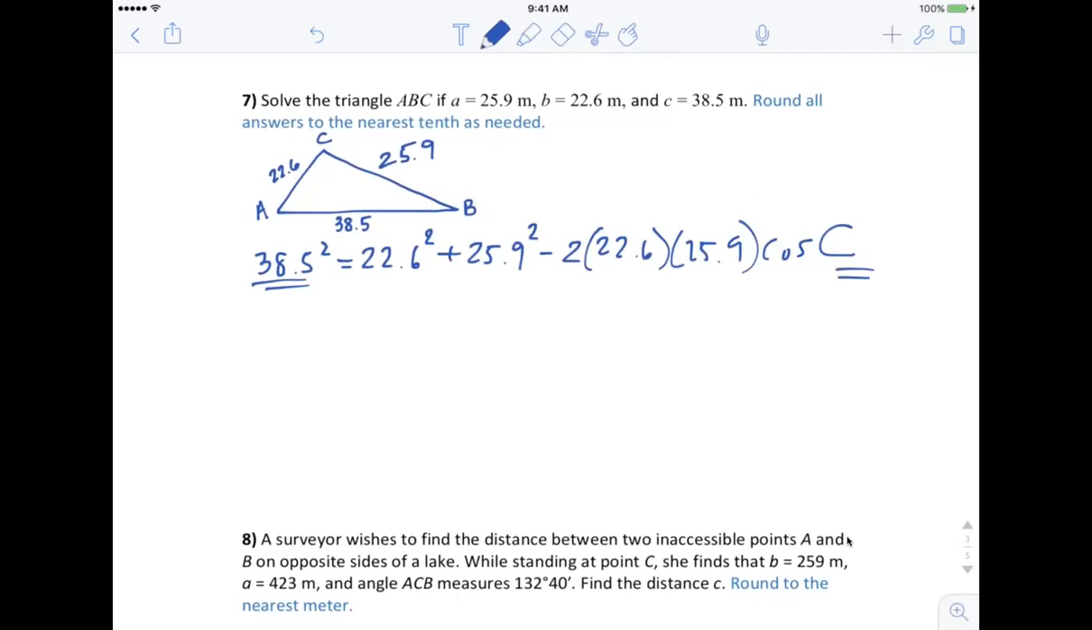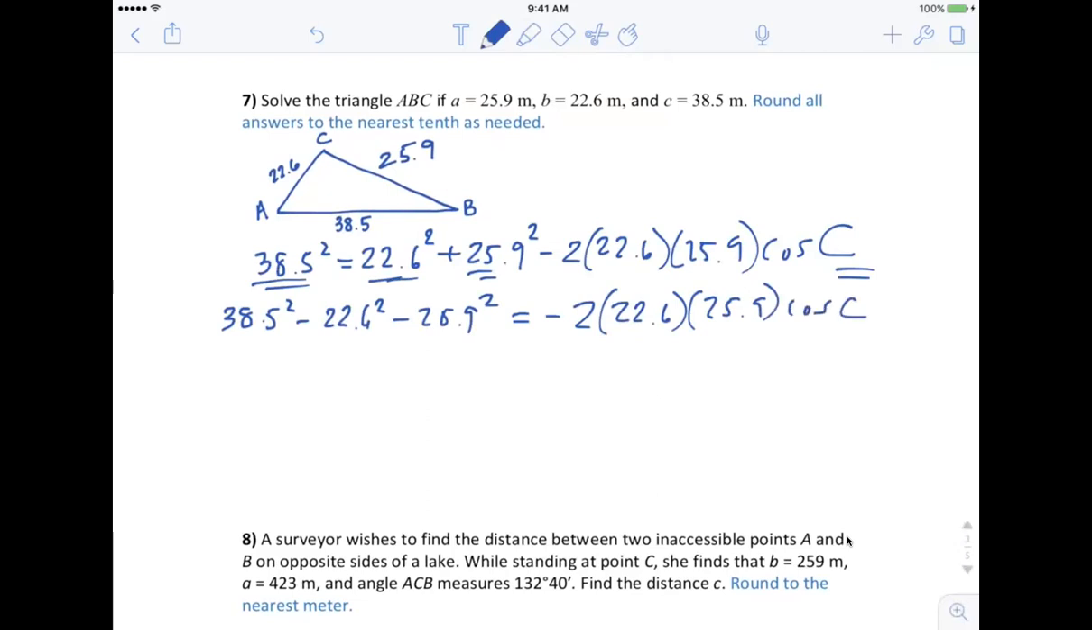You're just gonna work this out and solve it for C. So one thing I can do is subtract these to the other side. So I'm gonna write this as 38.5 squared minus 22.6 squared minus 25.9 squared, and then leave everything else over here. Okay. And then if I'm trying to get cosine C by itself, let's go ahead and just calculate all this out, so I don't have to keep writing all that.